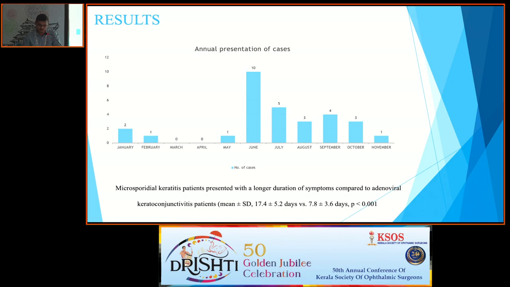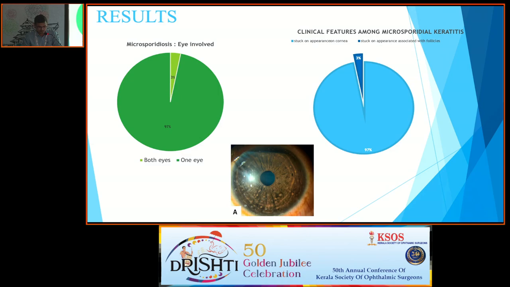So microsporidiosis patients typically had unilateral ocular involvement, presenting as a stuck-on appearance on the cornea due to the presence of spores. And we can see the slit lamp photograph showing the same.